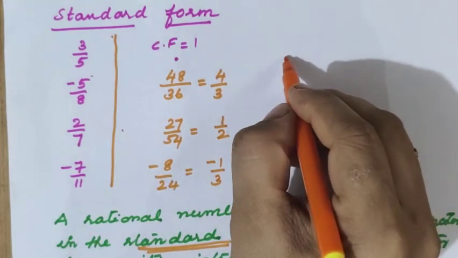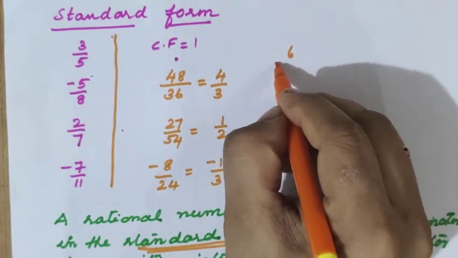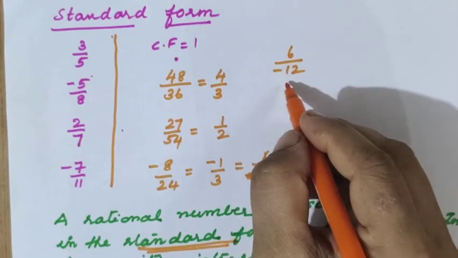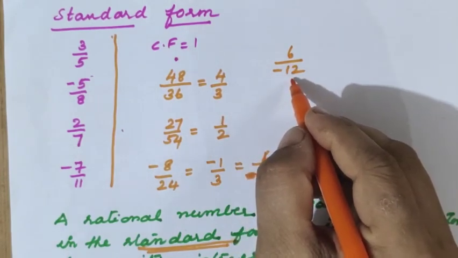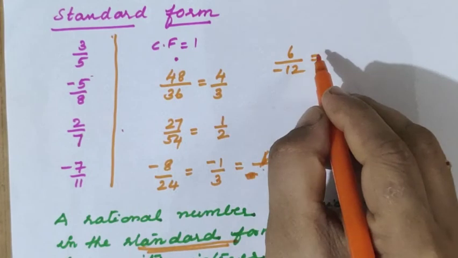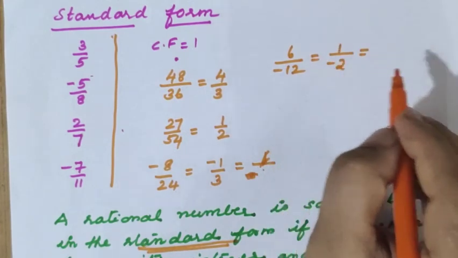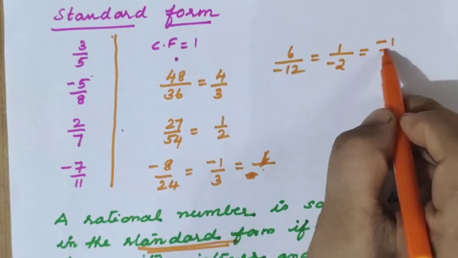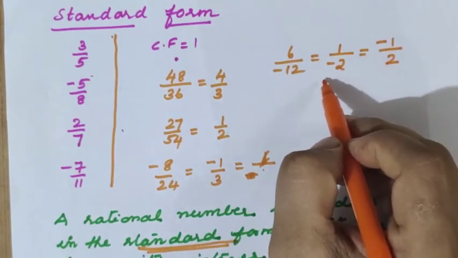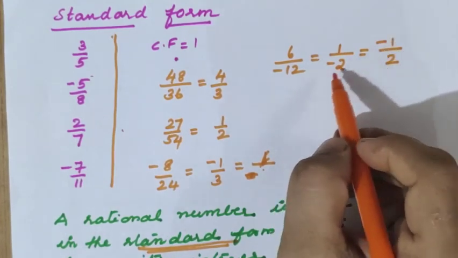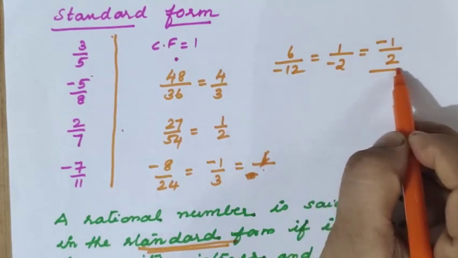Now let us see another example. So 6 by minus 12. So what is the denominator sign? Denominator sign is negative. First we will cancel, that is 1 by minus 2. But it is not in the standard form. When we are writing the standard form, you should take the denominator sign to the numerator. If it is negative, then we should write like this.